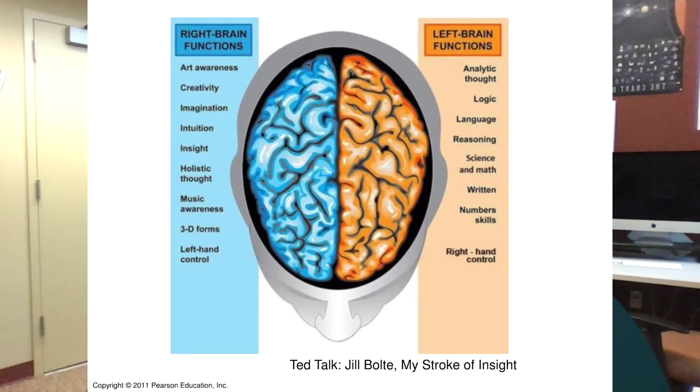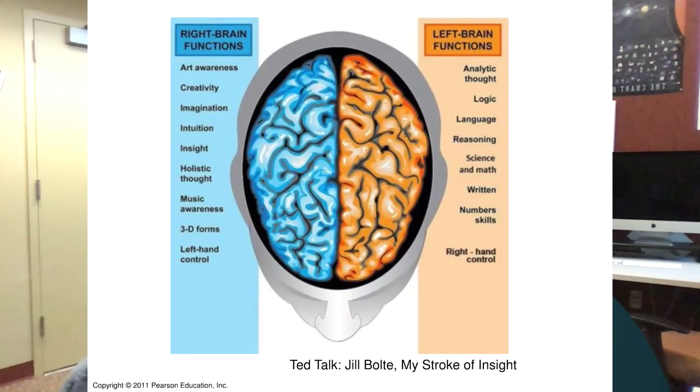is more where you have analytical thought, logic, language, right? This is what's being stimulated right now with science, okay? Right brain functions are more of the creativity, imagination, intuition, holistic thought, right? But again, they complement one another because science can be very creative. You need an imagination in order to look at the world in different ways and to develop experiments and things like that. So they do complement one another, okay?